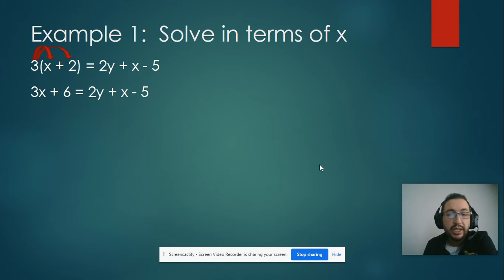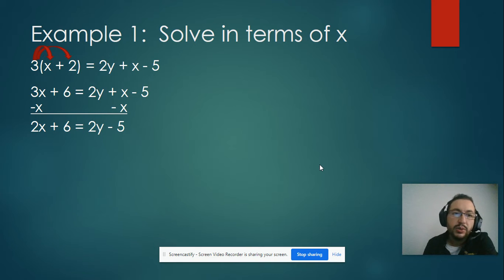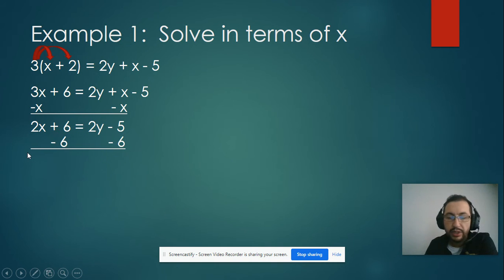We're going to decide which side will be our variable side. In this case, it will be the left side. So we're going to subtract x on both sides, and we're going to end up with 2x plus 6 equals 2y minus 5. We can combine any other like terms. So next step will be to send this plus 6 to the other side, because we said the left side will be our variable side. So it will be minus 6 and minus 6, and we're going to have 2x equals 2y minus 11.